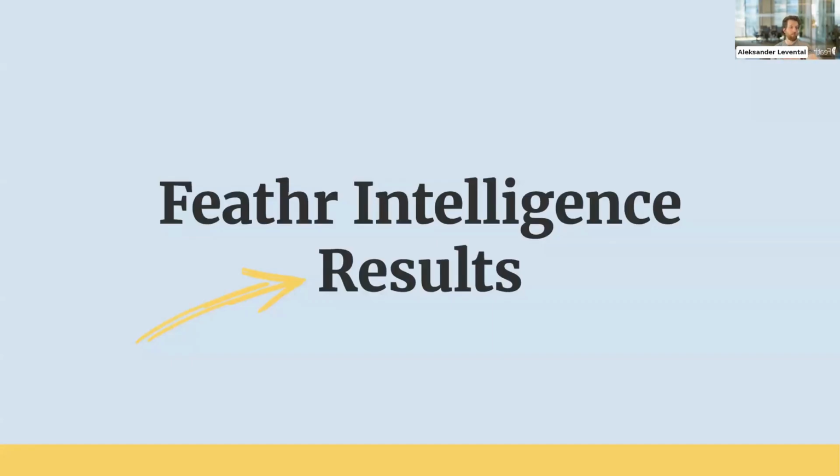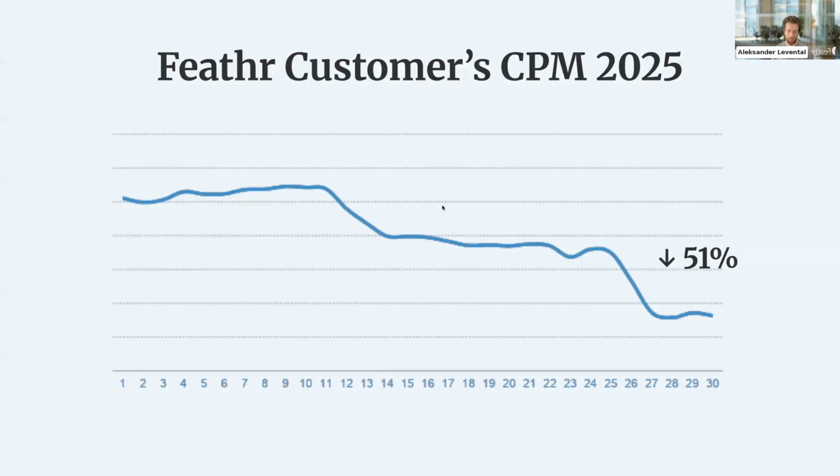What I'm going to show you in the next two slides is, as Feathr has been building these things, what impact it has had for our customers. There are two main things I want to show. This chart is one of the most remarkable charts we in the company have potentially ever seen. This is 2025 average campaign media cost. CPM stands for cost per thousand impressions of advertising. We have lowered that cost for our customers by 51% over the course of this year.